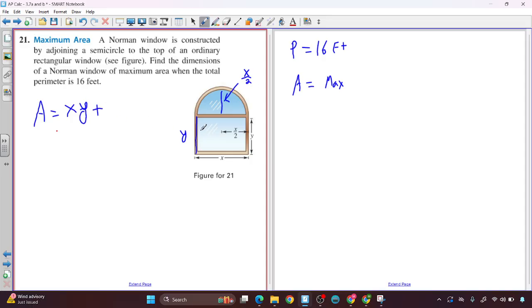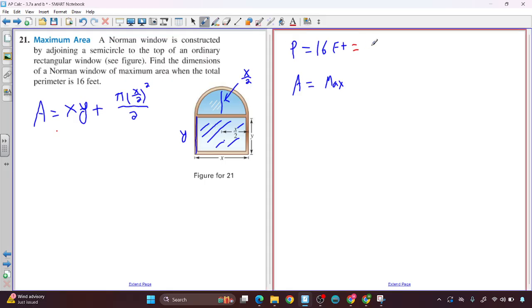plus the area of this. That's the area of this that we just found, x times y, no problem, plus the area of this. This is a circle, but over 2, so I'll do pi r squared and I'll divide that by 2. This is essentially what we want to maximize, and we need to make sure the perimeter is 16 feet. And the perimeter is x plus 2y.